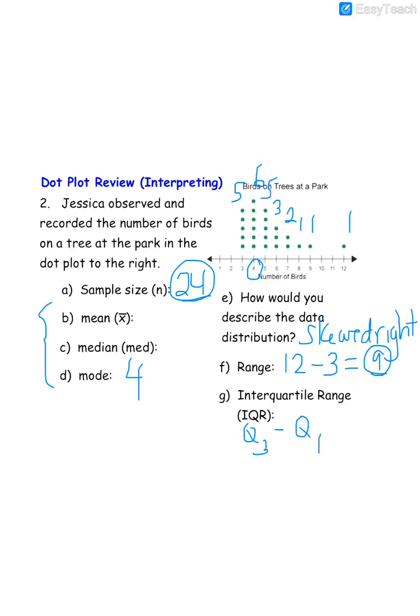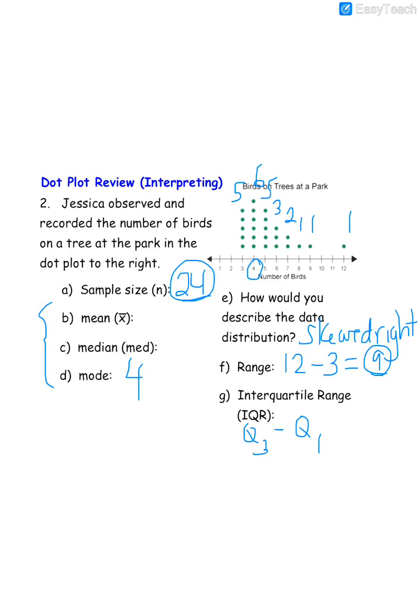Then I have 3 6s. 6, 6, 6. Then I have 2 7s. 7, 7. Then I have 1 8, 1 9, and 1 12. You should have 24 pieces of data. Make sure it says L1 with a 24 next to it, and 12 is the last one. And if you do not have 24 pieces of data, you did it wrong.